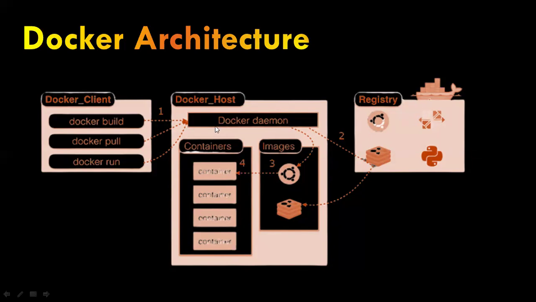Now let's see the Docker daemon. This is a background service running on your host. It manages building, running, and distributing your Docker containers. It's all possible because of the Docker daemon. If this daemon is down, you cannot do anything. You cannot run Docker at all. And the next one is the Docker client.